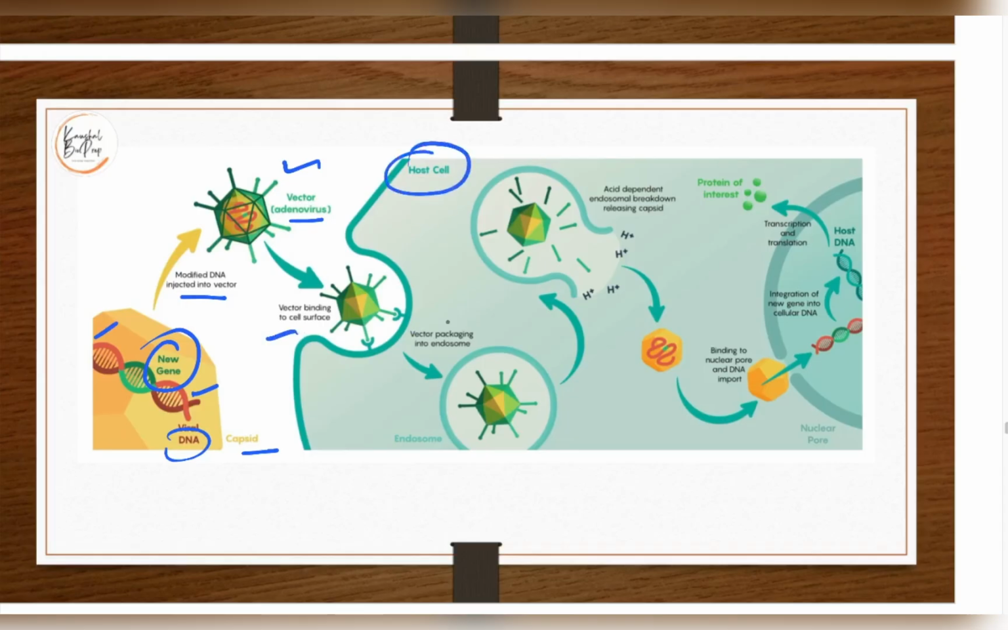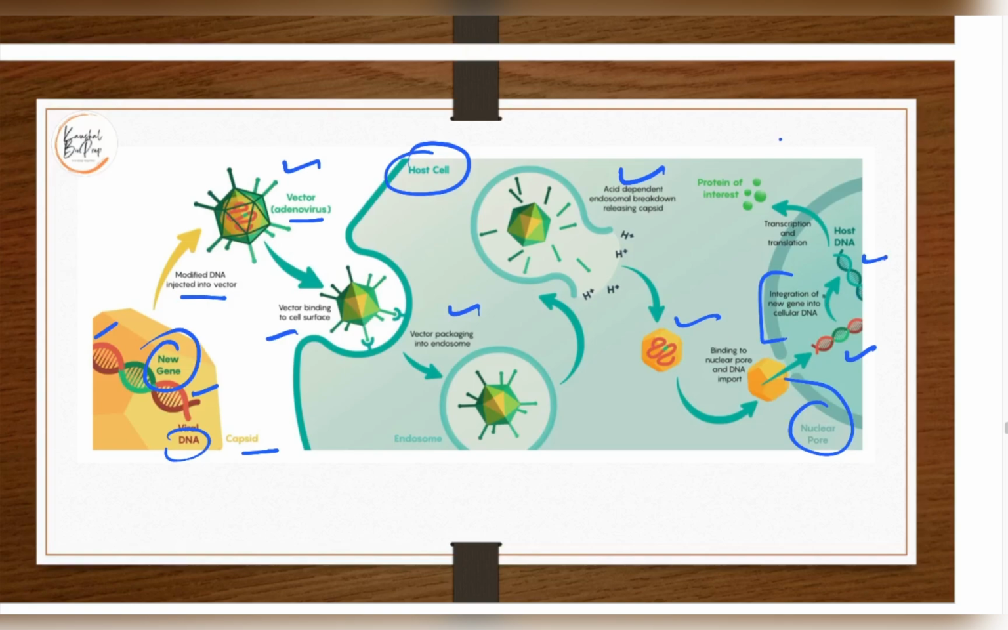This is the host cell. Now the vector will be packaged into the endosome, a vesicle formation. This endosome will now break. Acid dependent endosomal breakdown occurs, so the capsid is released. Now the genomic material of the vector goes into the nucleus of the host, and there it will integrate itself into the cellular DNA.